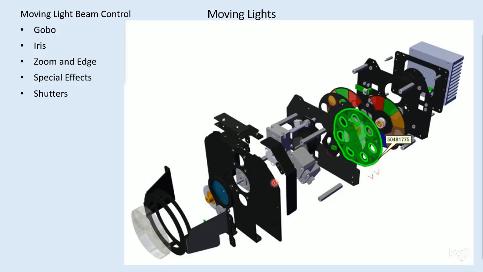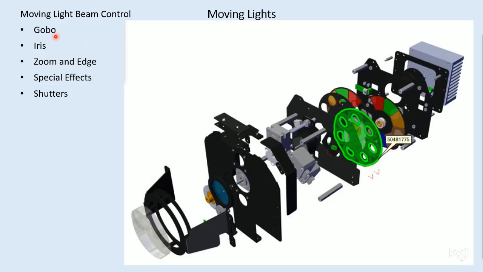We can also then control the zoom and the edge by varying where the lenses are in the optical path. And then there are special effects that are often on the very front, and those are prisms, or sometimes there's animation discs, or there are a variety of special effects. And then last would be framing shutters, and those are just like shutters on an ERS spotlight, where we can cut off a side of the light. We could square things off. So that's all under moving light beam control.